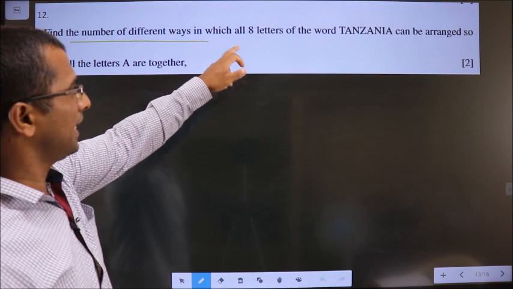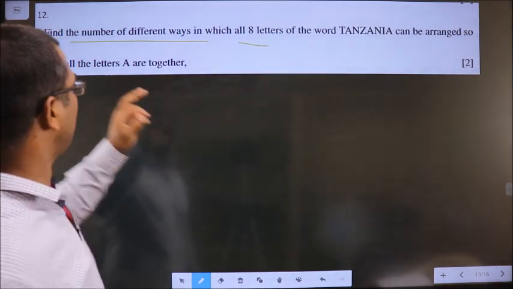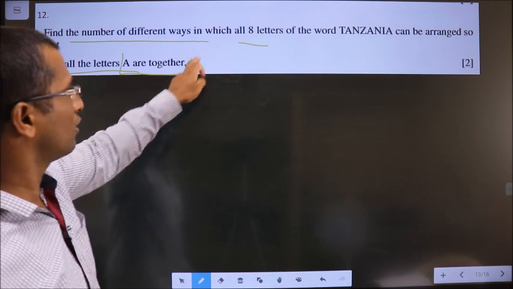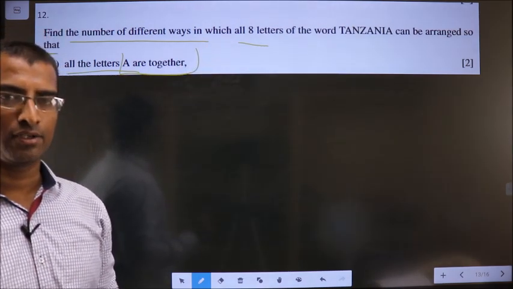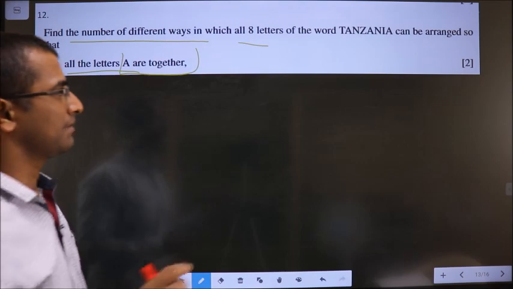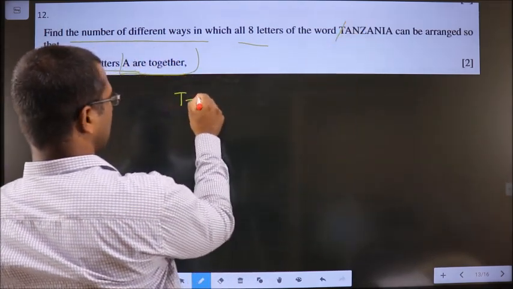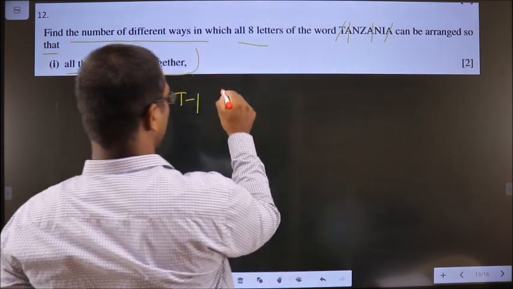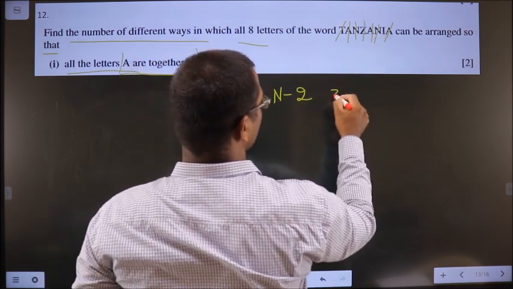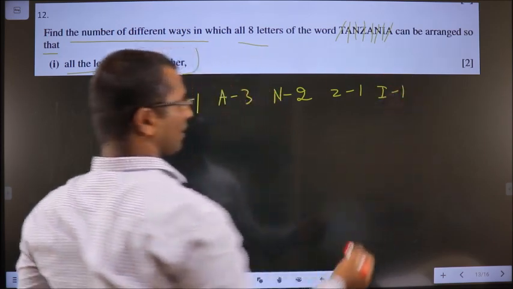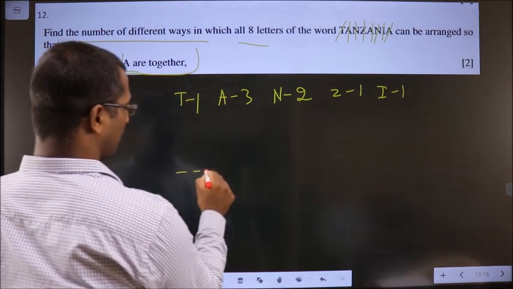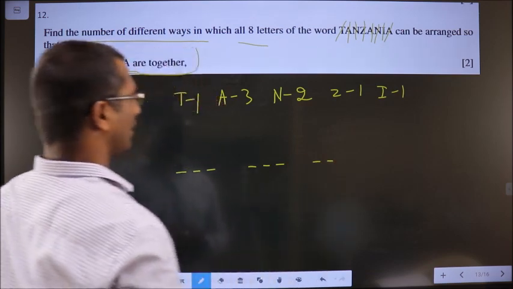Question 12. Find the number of different ways in which all 8 letters of the word Tanzania can be arranged such that all the letters A are together. To make sure that the A's are together, I should consider them to be one unit. Before that, let us write how many times each letter has come. T is present once, A is present thrice, N is twice, Z is once, I also once. I should make sure that all the A's are together. Total are 8, so put 8 blanks. A should be together.